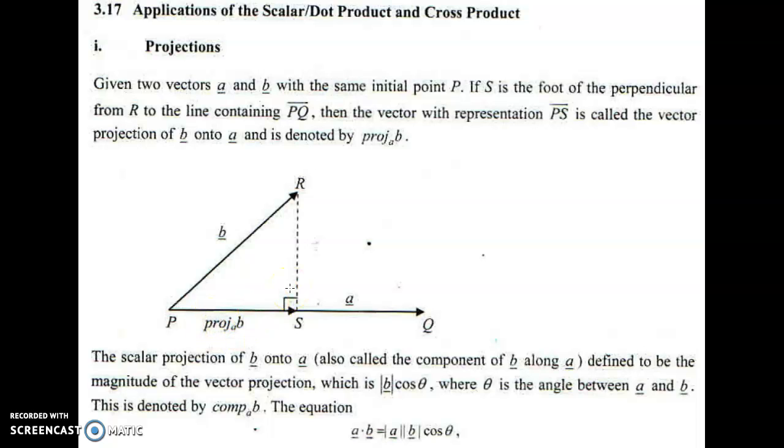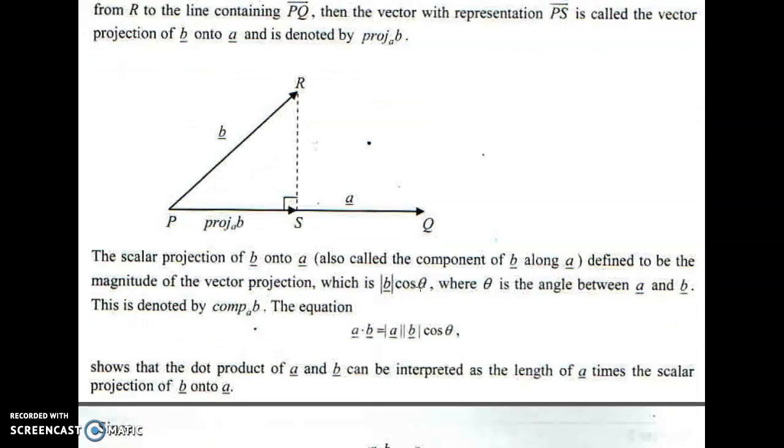That is the vector, right? The vector of this projection is indicated by this. As for the magnitude or the length of this vector from P to S here, it is denoted by component of B onto A. Okay, so we are going to figure out how to calculate the length of this projection, and later also we're going to figure out what is the vector of this projection.